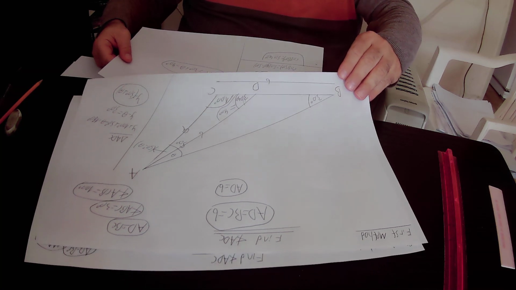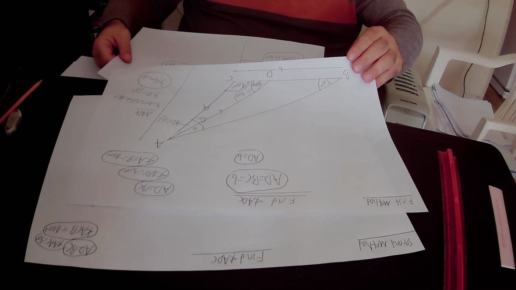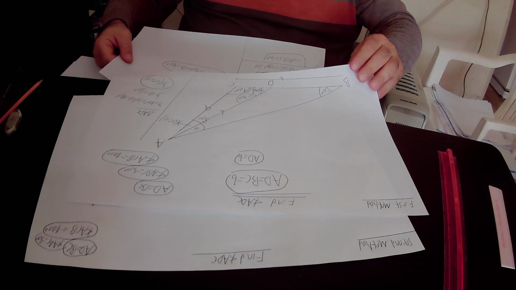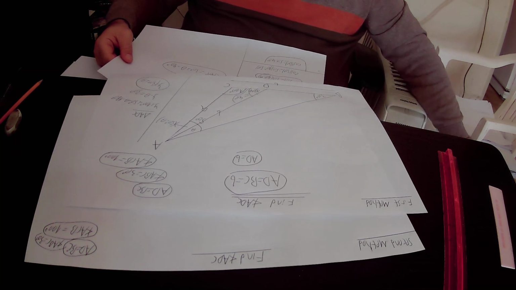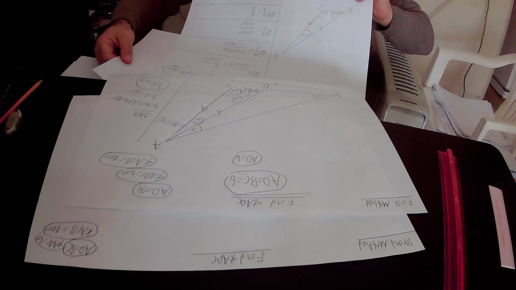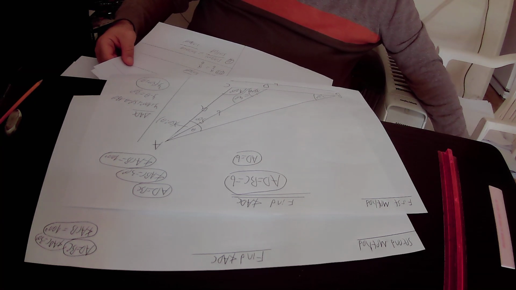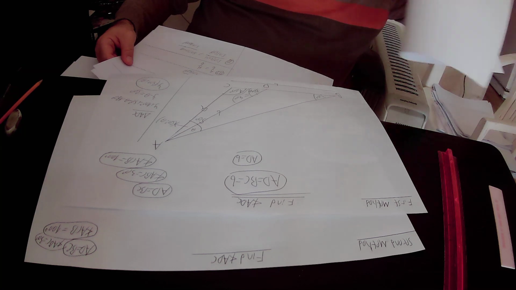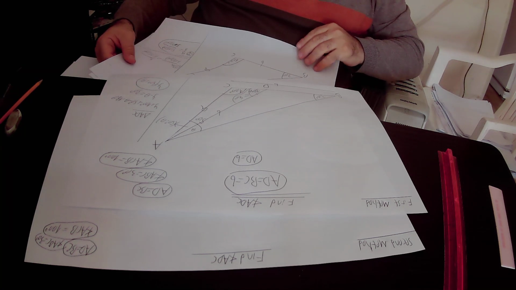So we finished with the first method. In the next step, I will present to you how to find the value of angle ADC according to the second method.